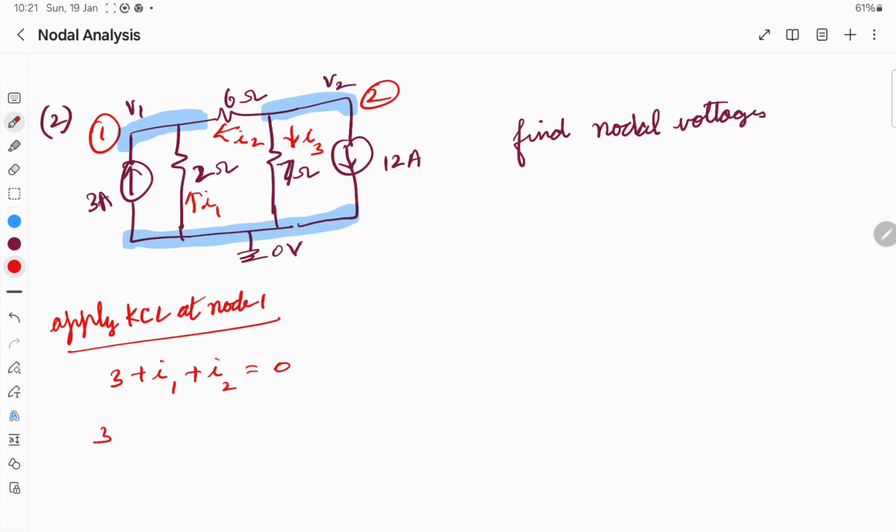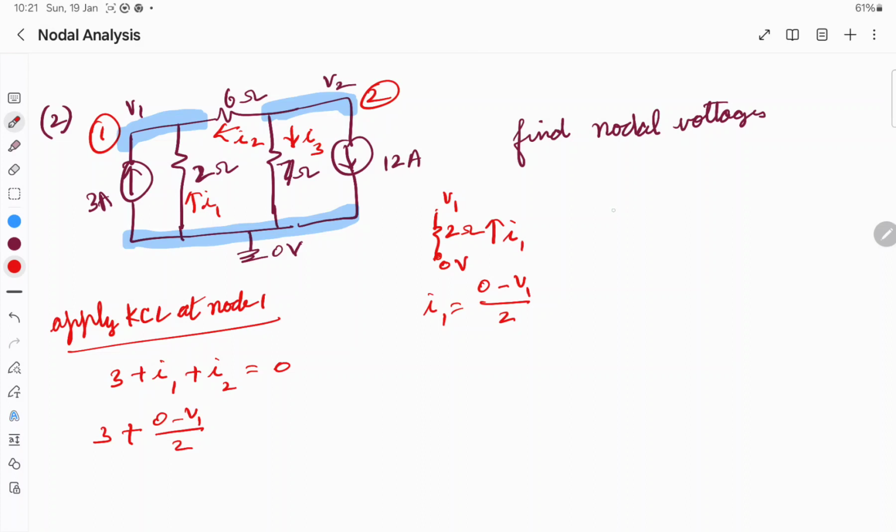Okay, so 3, regarding I1, this is 2 ohms, I1 is this, and the voltage at this point is reference 0, here it is V1. Okay, so what is the potential difference? The current is flowing from bottom to top, right? So the bottom side the voltage is 0, so the potential difference is 0 minus V1 divided by 2. The resistance gives I1, so it is 0 minus V1 divided by 2.